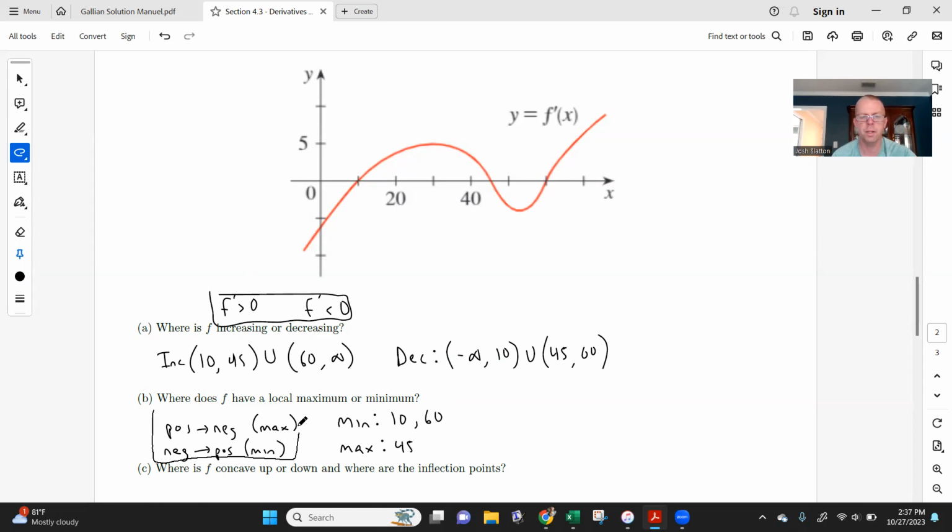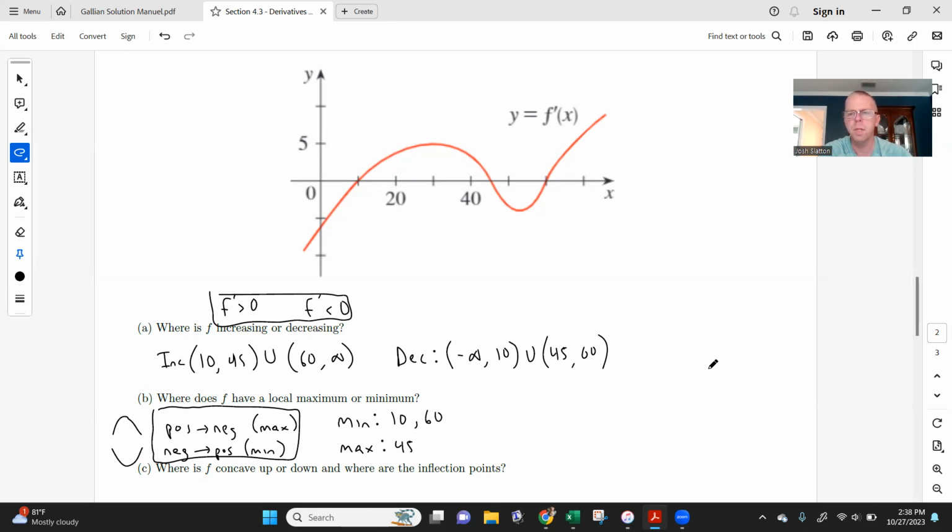If you have trouble remembering which is which, positive to negative is max, draw the picture. So positive means you're increasing, negative means you're decreasing. So there you go. You got a max. Negative means you're decreasing, positive means you're increasing. You got a min. So draw a picture if it helps, since we're working with pictures anyway.